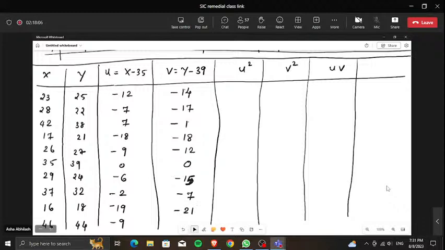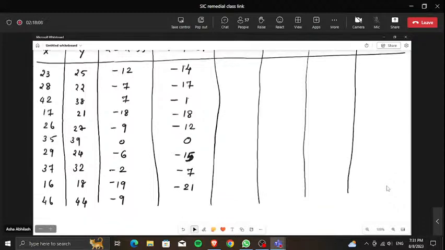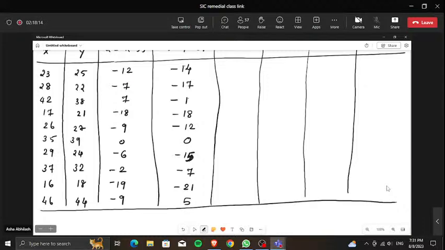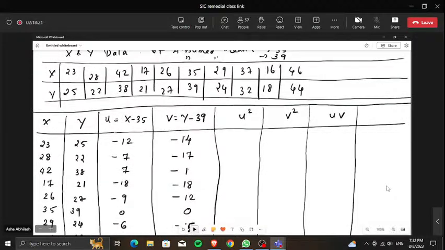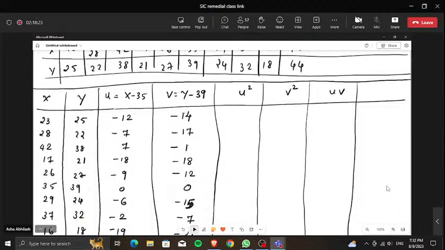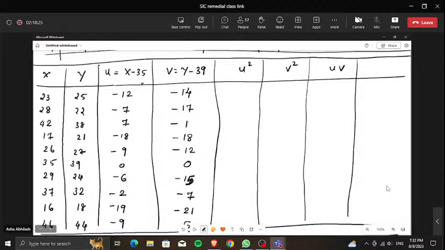Next, 5. Now you have to take the product and square, and then their summation. Next I need U square, the square of this column, quickly.